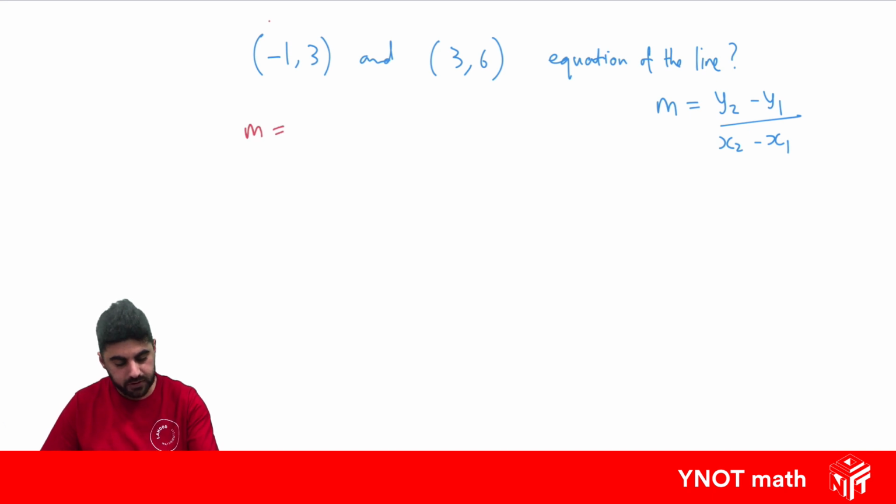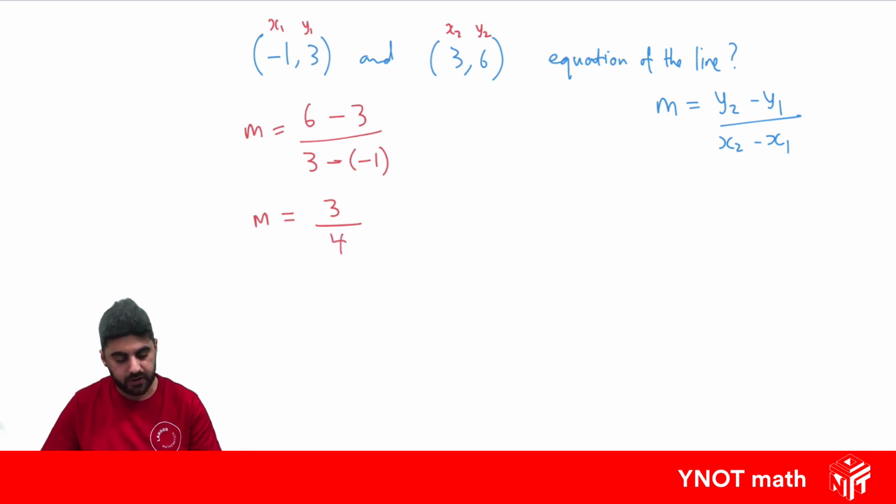So we'll use this as x1 and y1, and this is x2 and y2. So it's y2, which is 6, minus y1, which is 3, over x2, which is 3, minus x1, which is minus 1. We've got to be careful there, including the double negative. So our m is going to be 6 minus 3 is 3, and 3 minus minus 1 is 3 plus 1, which is 4. Now we have the gradient of the line that would join these 2 points, and we can use that gradient along with any one of these points. We're going to use this one because it's already labelled with x1 and y1.